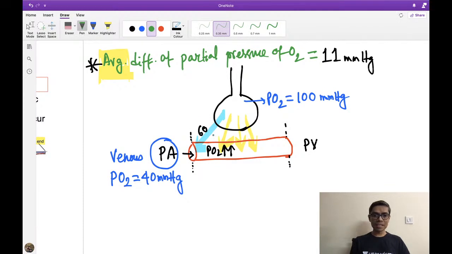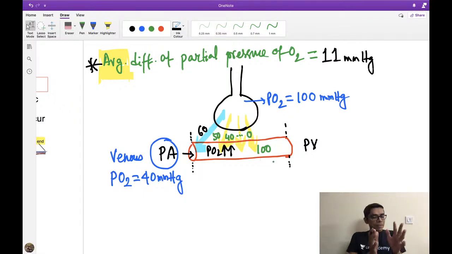That means if it is 60, it will be 50 somewhere here, 40 somewhere here, 30 somewhere here, and one point will be reached where there will be no partial pressure difference between these two zones. No partial pressure difference means the partial pressure at the level of this capillary is also 100, and the partial pressure at the level of alveoli is also 100. If the difference of partial pressure is 0, then no diffusion of gas is going to happen.